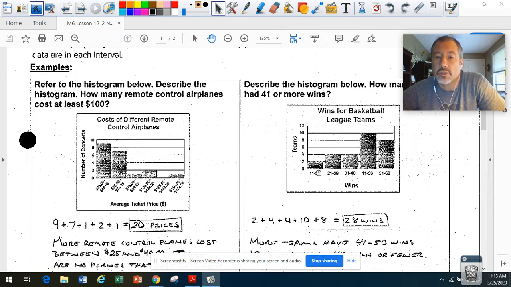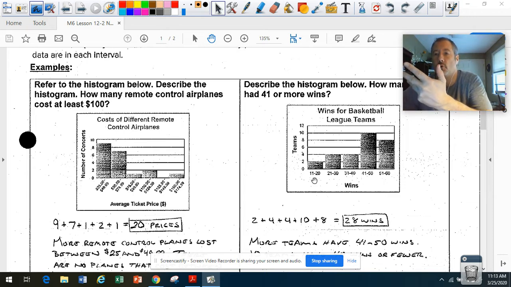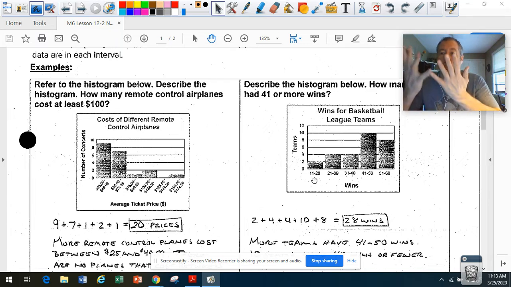Here are the equal intervals that we're looking at with the number of wins. So this here is the number of teams over here on the left. Now let's look at the intervals first. As you notice, this goes from 11 to 20, 21 to 30, 31 to 40, 41 to 50, 51 to 60. Those are equal intervals. Believe it or not, they're each in groups of 10: 11, 12, 13, 14, 15, 16, 17, 18, 19, 20. Okay, so there's 10. So that is a group of 10. So we're doing it in intervals of 10.